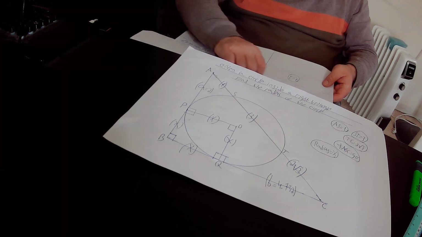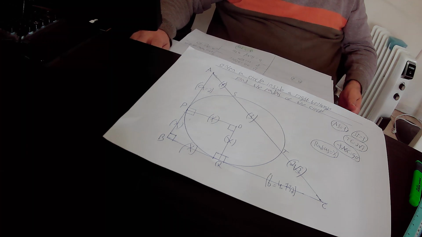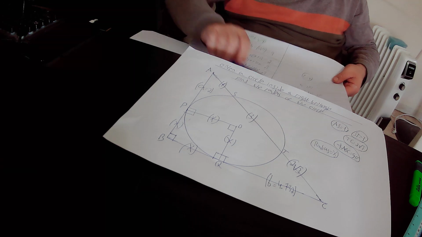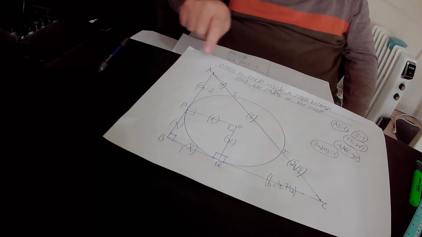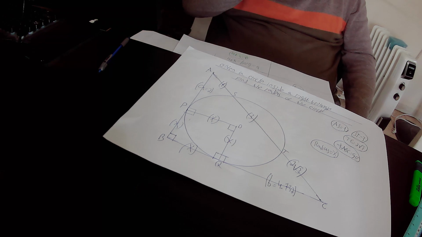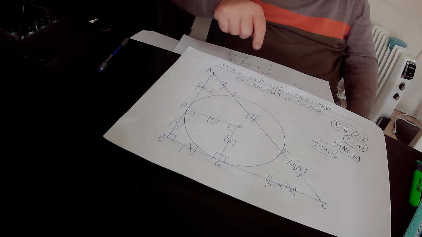In this lecture, we found out the radius of this circle. So in the drawing, we have the right triangle ABC, and inside this right triangle we have this circle.